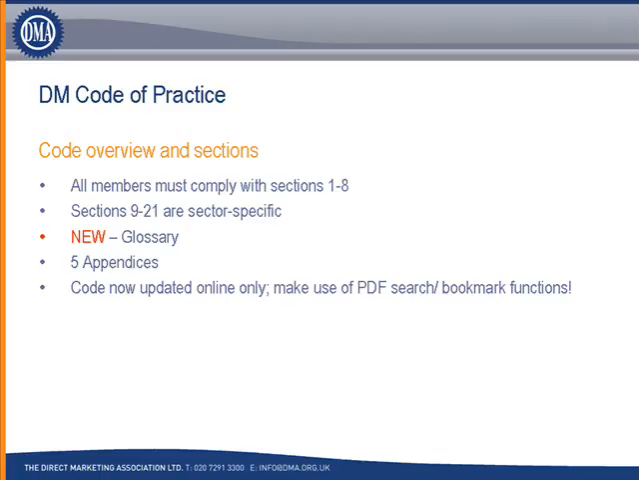It's important to mention again something that is new. We have a new glossary appendix. This is something that's been requested by various members and members of the council over the last couple of years, which we've put into the new code, and we hope it will help people when looking through the code, especially if you're new to this, new to the code, new to direct marketing. There are now 5 appendices. As I said, 3 of those are new ones that we've brought in.